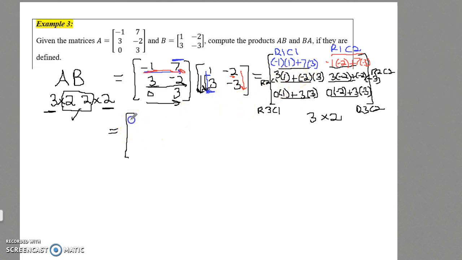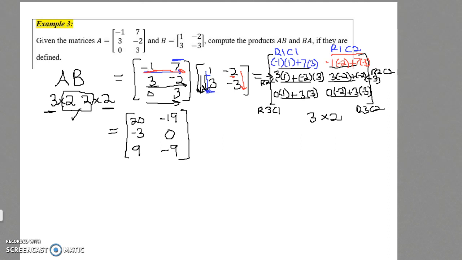Okay, so cleaning that up, the product A times B: row 1, column 1, I have negative 1 plus 21, so 20. I'll just go ahead and work my way down column 1. So in this entry, row 2, column 1, I have 3 minus 6, so negative 3. I have 0 plus 9, 9. Then in column 2: negative 2 minus 21, so negative 19. Negative 6 plus 6, so 0 here, and 0 minus 9 here, negative 9. So there's the product A times B.